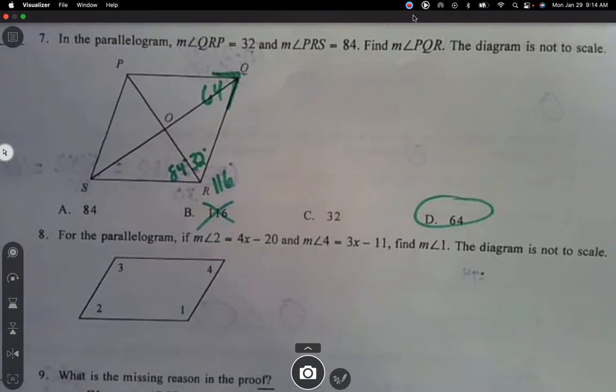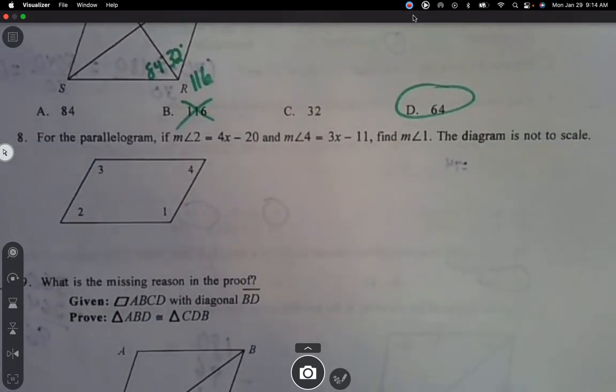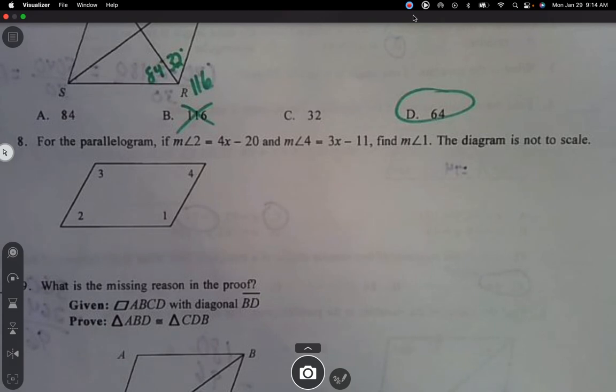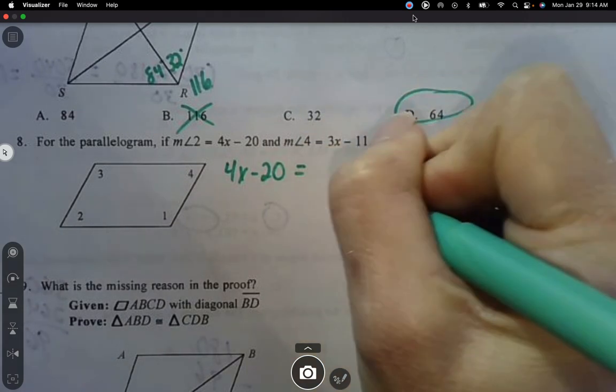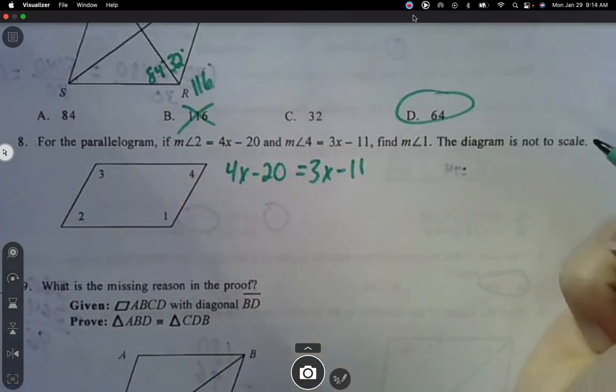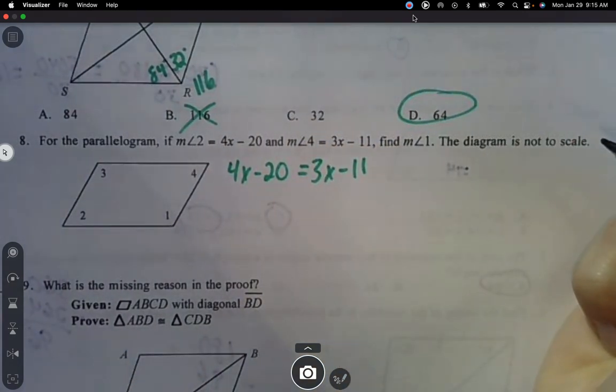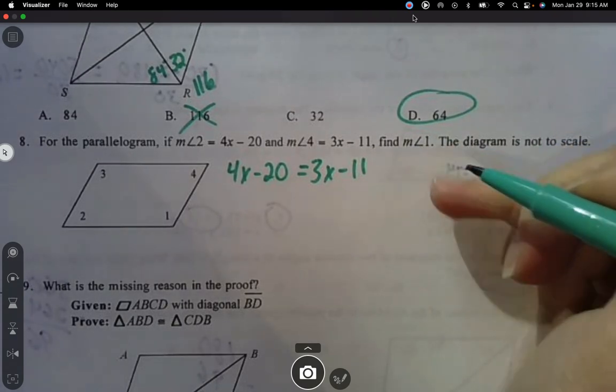Can I keep going? It says we've got angle 2 and 4. Okay, what do we know about 2 and 4? They're on opposite sides, so they're equal. Write that. 4x minus 20 equals 3x minus 11. Is everybody good so far? I'll get to what I'm looking for in a minute.